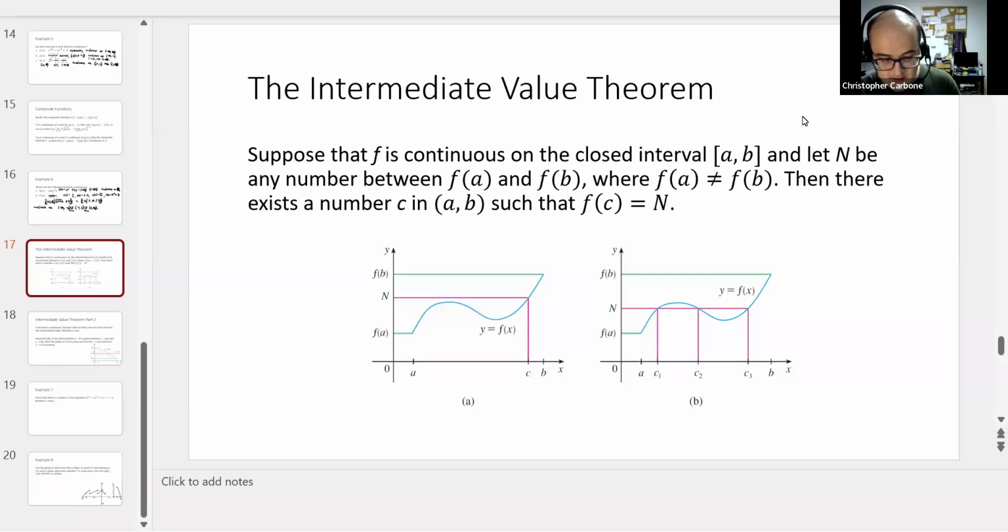So we can see right here a function in blue. We have a value here of a and f of a. Here's b, and then f of b is all the way up here. At some point we have a value c between the open interval a to b, where f of c is equal to whatever this capital N is.